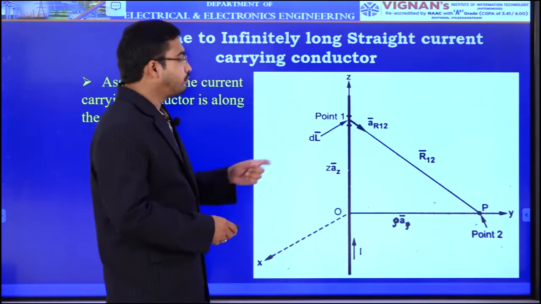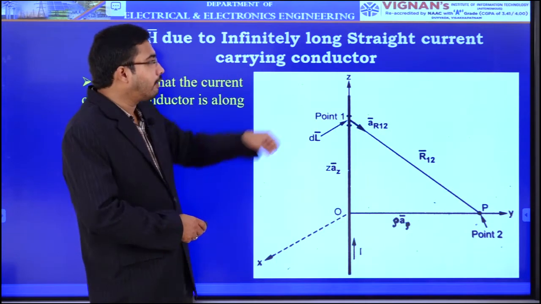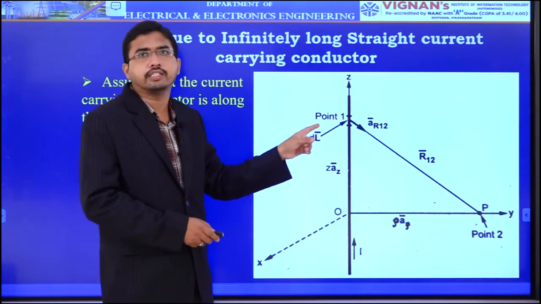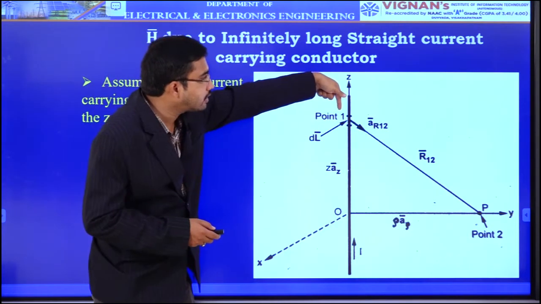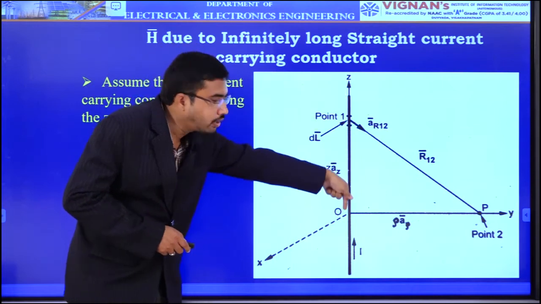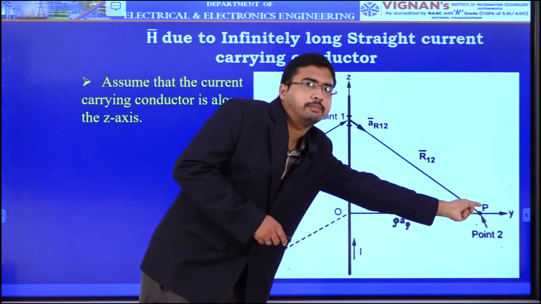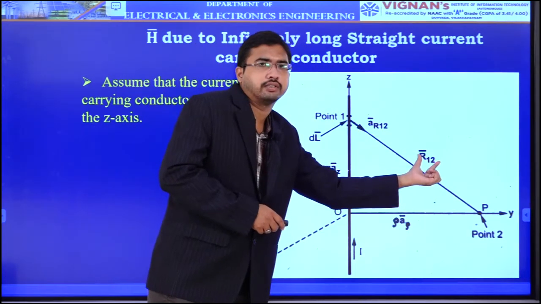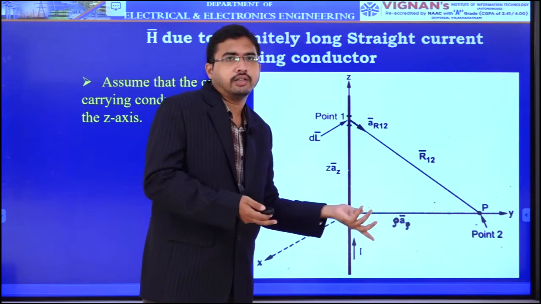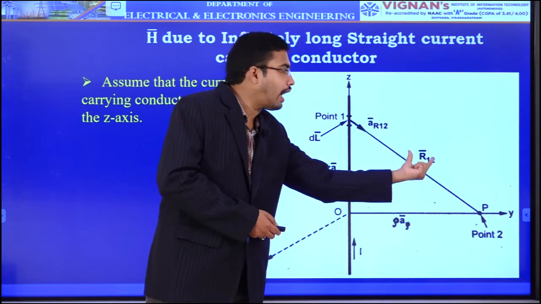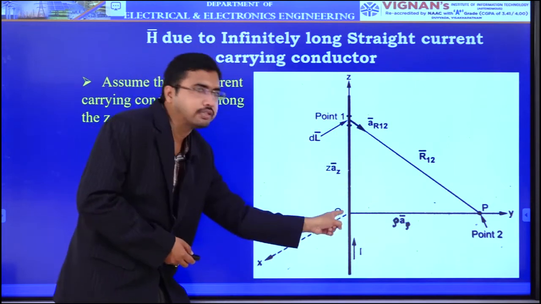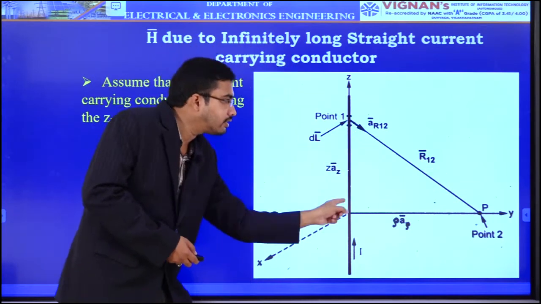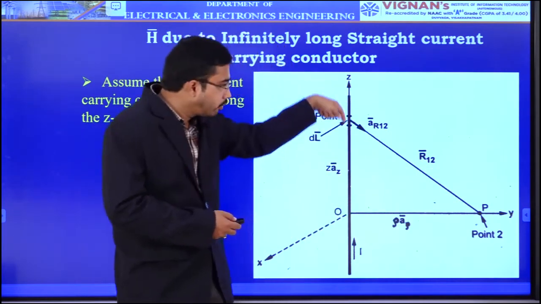Now, here I want to go from point 1 to point 2. How can we go in terms of distances? Start at point 1, go up to the origin, and from there go to the point P. Directly we can go like this also, but we do not know this distance. According to vector addition, R12 is nothing but the sum of this distance and this distance. R12 in vector format is the vector sum of these two distances. That is why I am going like this.